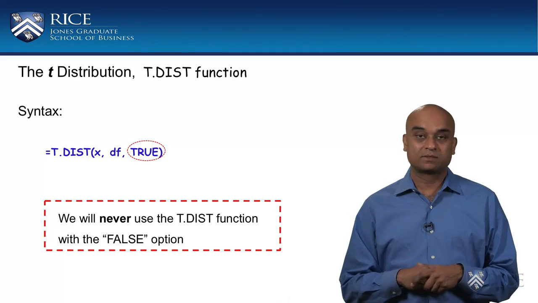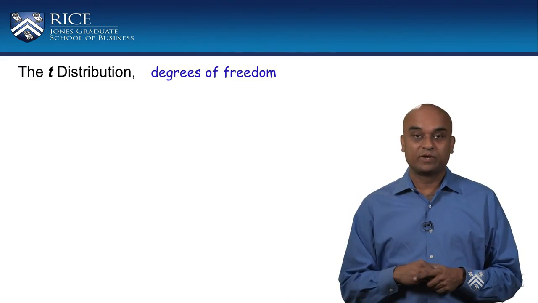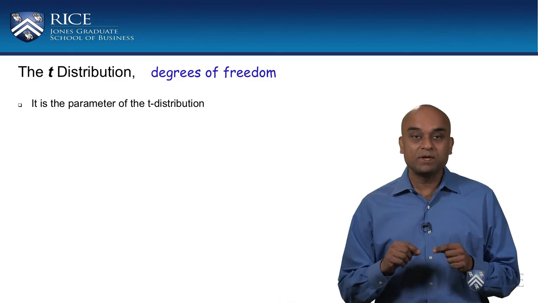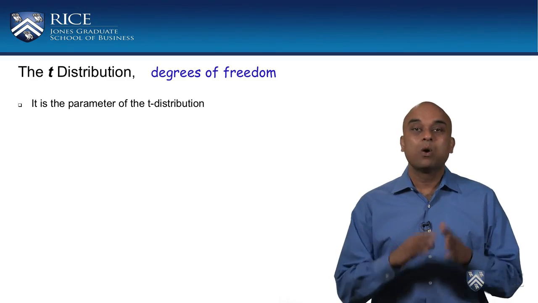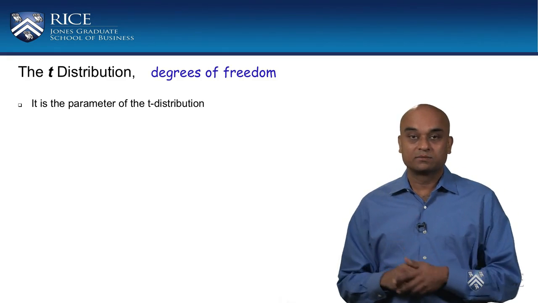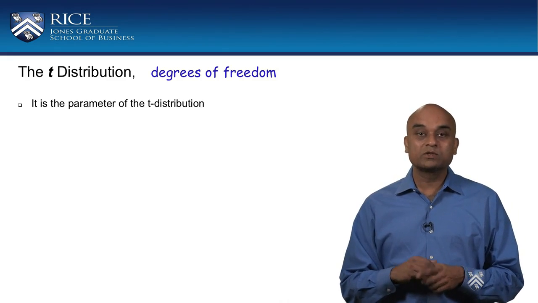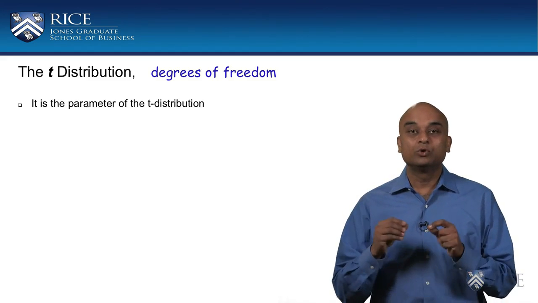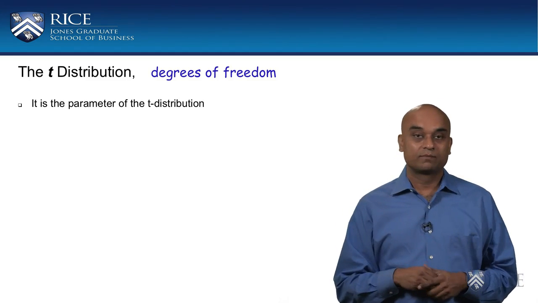Remember, as with the usage of the NORM.DIST function, we will not be using the T.DIST function with the false option in the syntax. Some of you may wonder what are degrees of freedom. One way to understand it is to simply tell yourself that it is the parameter of the t distribution that uniquely identifies one t distribution from another. Just like in the case of a normal distribution, the combination of two parameters, the mean and standard deviation, uniquely identify one normal distribution from another.